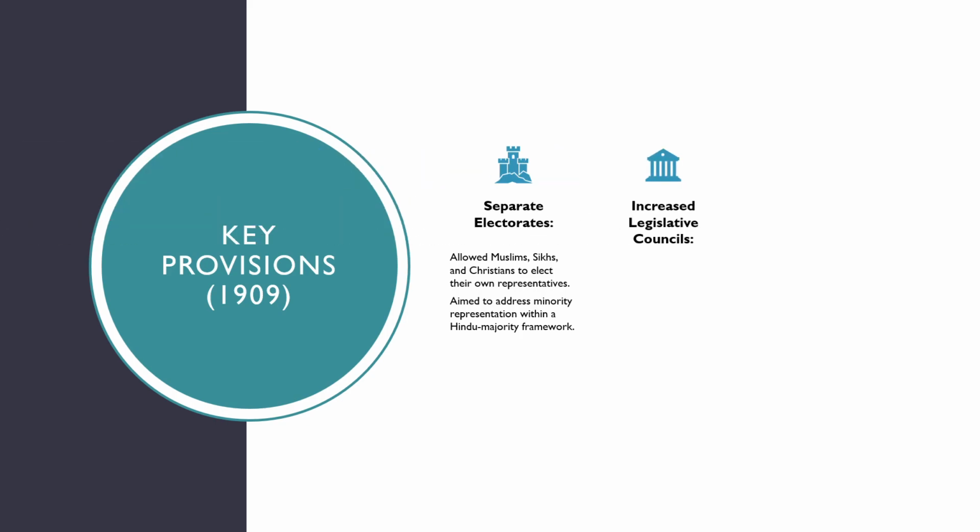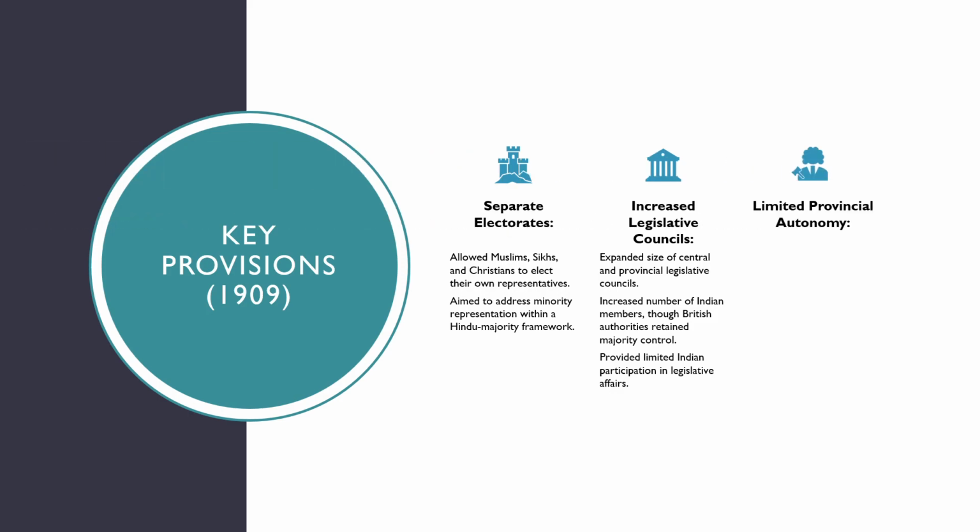Second one is increased legislative councils. The Act expanded the size of the legislative councils at both the central and provincial levels. Although the majority of council members continued to be appointed by the British authorities, the number of Indian members was increased. This increment aimed to provide an outward appearance of Indian participation in legislative affairs, though the power dynamics remained skewed in the favor of British.